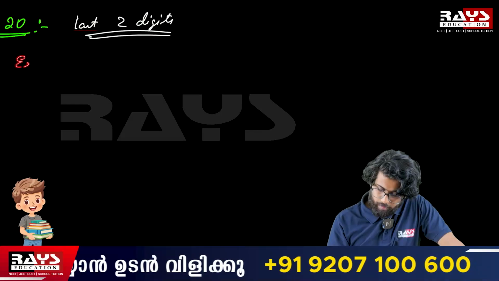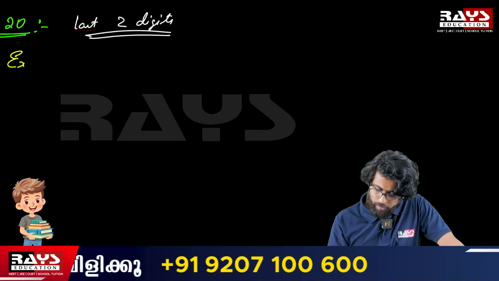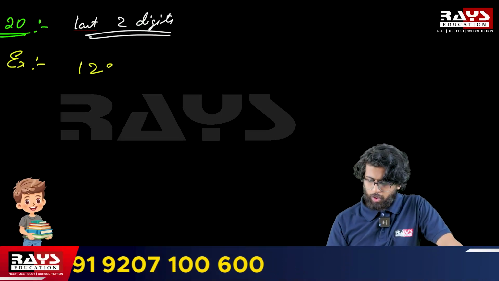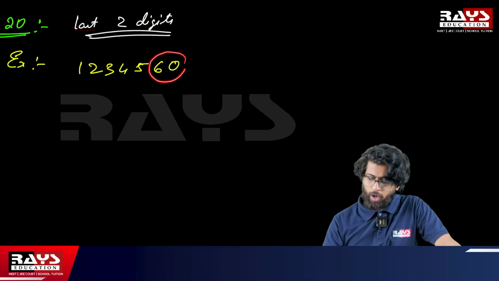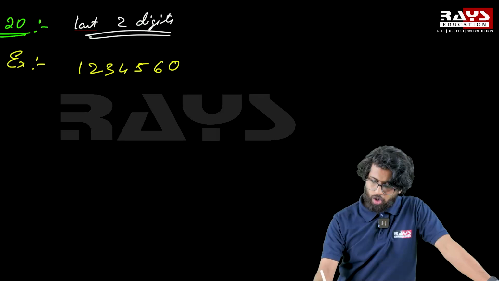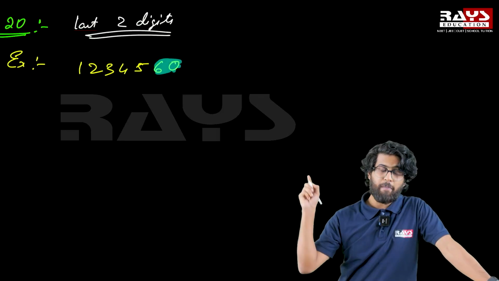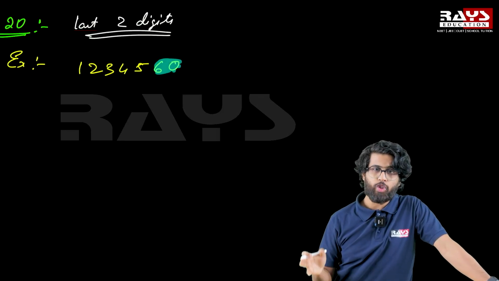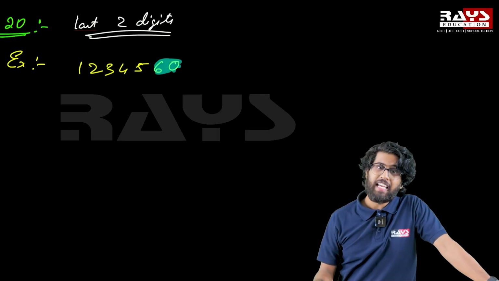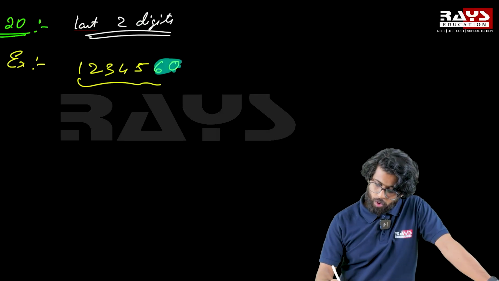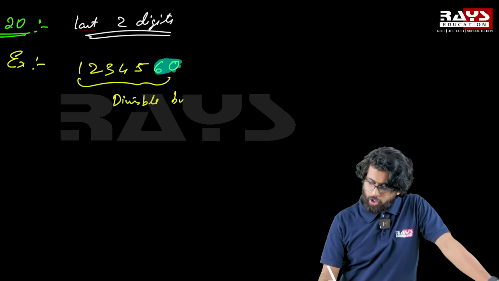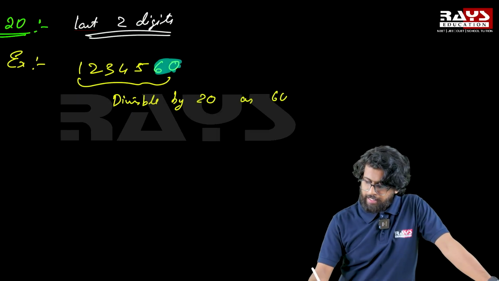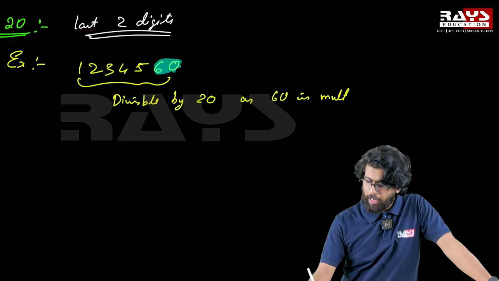For example, let's take an example now. Let's take 1, 2, 3, 4, 5, 6, 0. So I can see 6, 0. Just concentrate on the last 2 digits. Is it a multiple of 20? Yes, 20 times 3 is 60. So we can say this whole number is divisible by 20, as 60 is a multiple of 20.